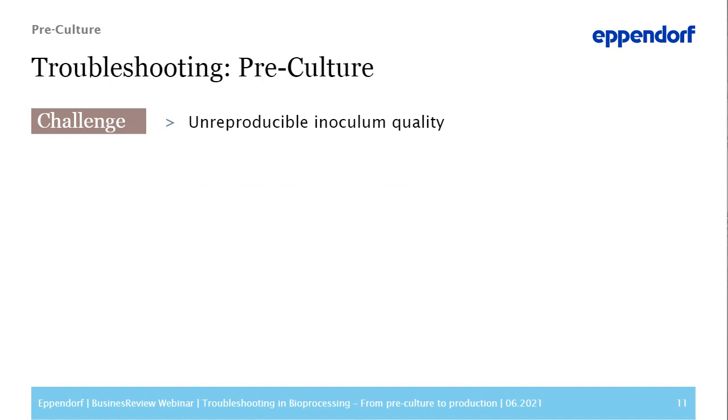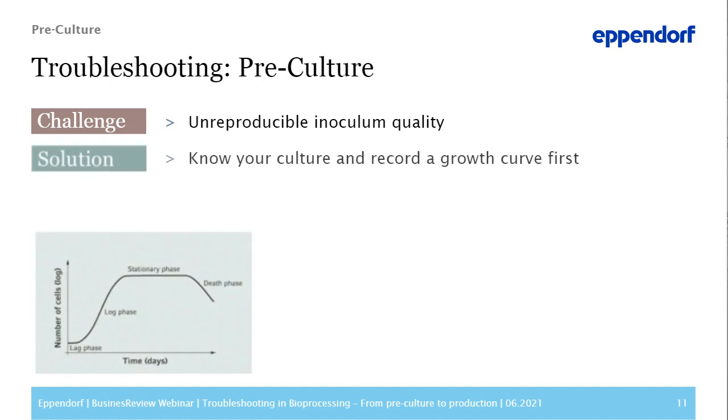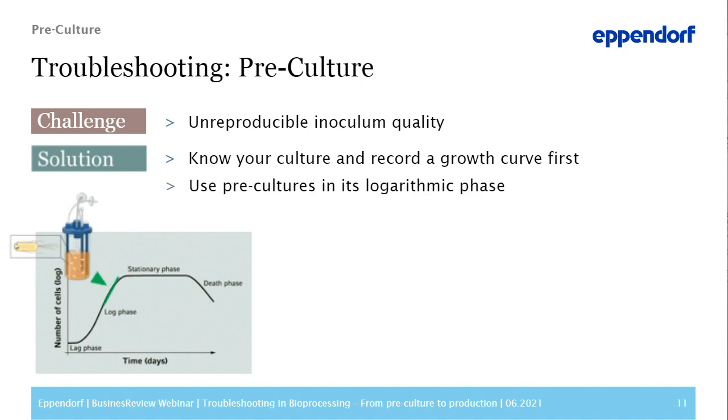Second, troubleshooting for pre-culture would be reproducibility. So the aim is to have a reproducible inoculum with the same vitality. So first, it is good practice always, no matter what culture you work with, to record a growth curve, to analyze the behavior of your culture and to know where the logarithmic phase, it's here, with the most amount of little cells is. So that would be the second tip.